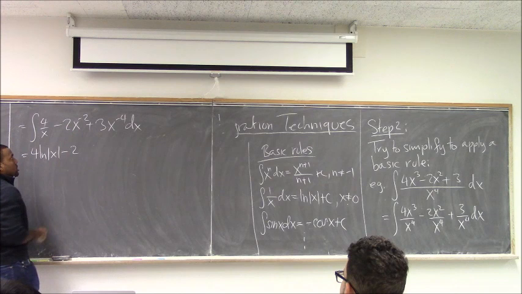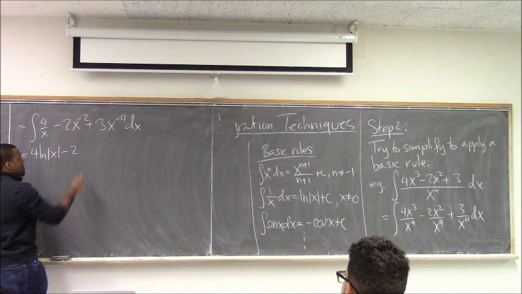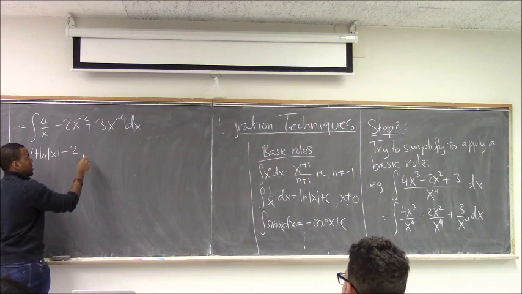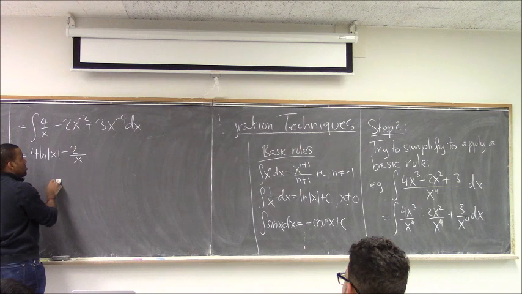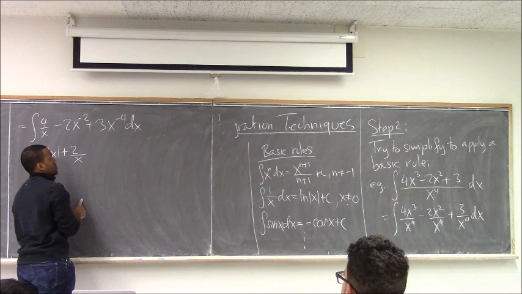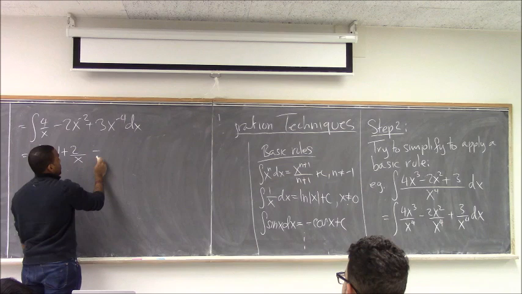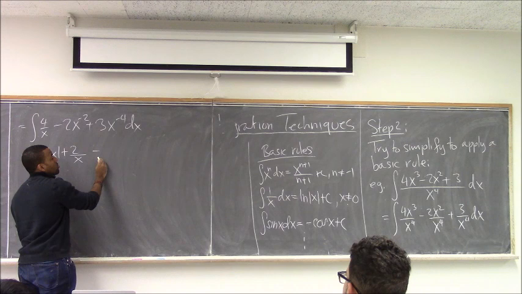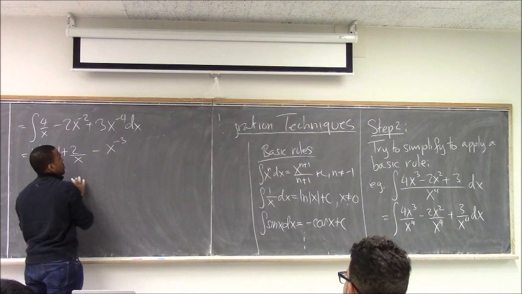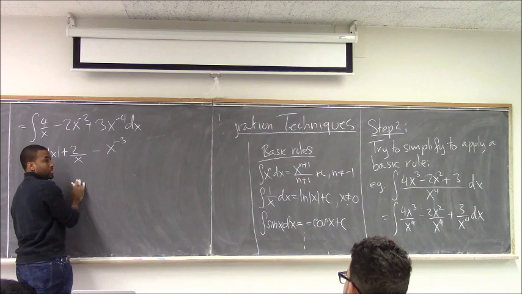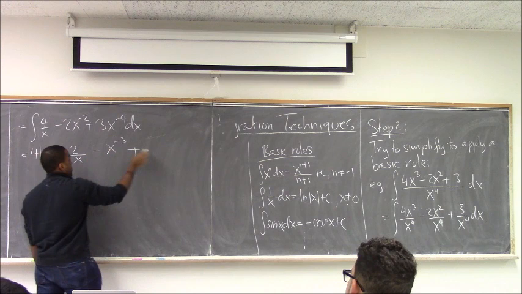How are you doing this one? It's going to be what? 2 over x. Positive. This one? Negative 3 for x to the minus 3. Negative what? Negative x to the minus 3. Yeah. Is that right? No. Plus c. This is a quiz. You lose a point for forgetting the plus c.